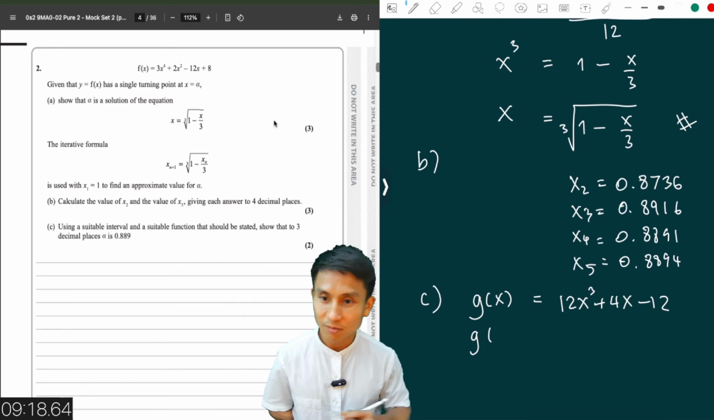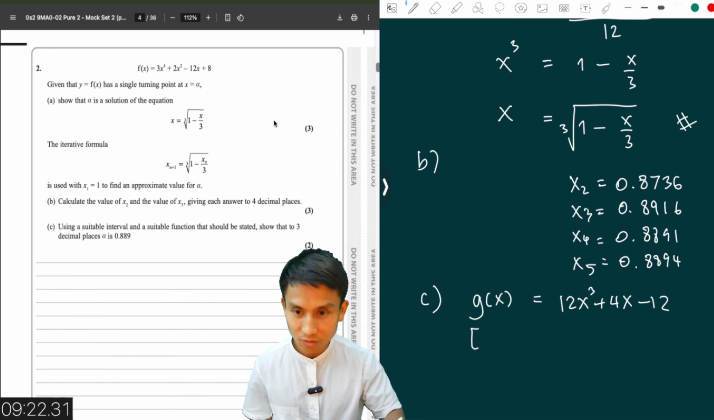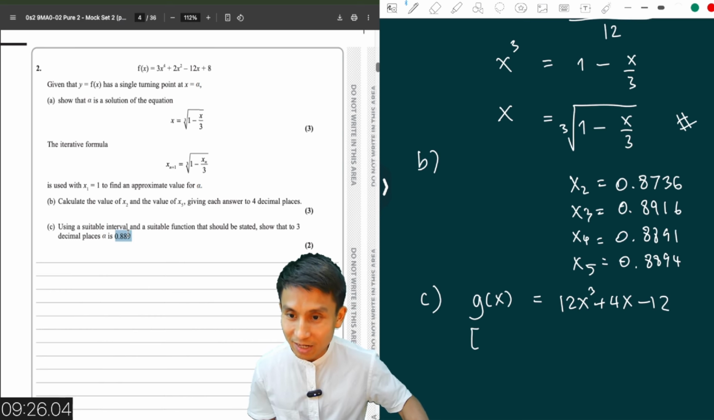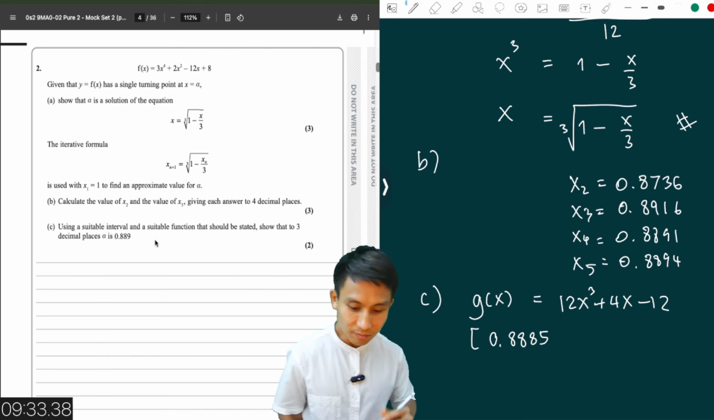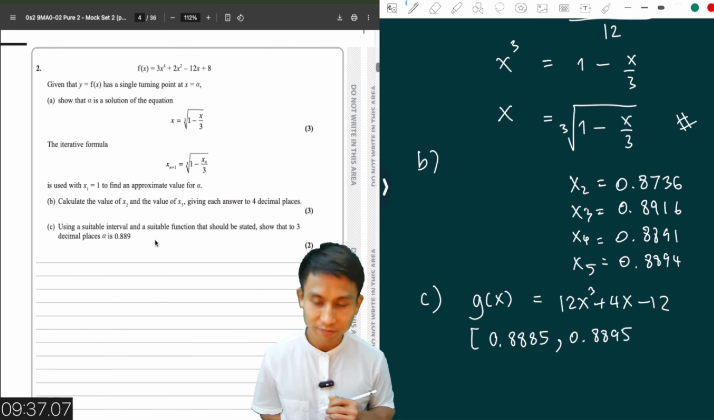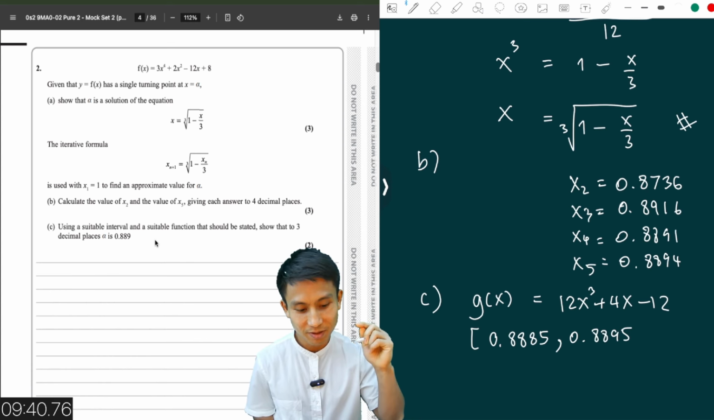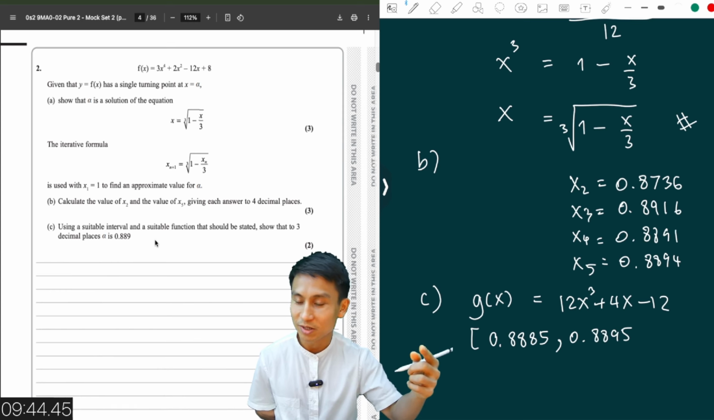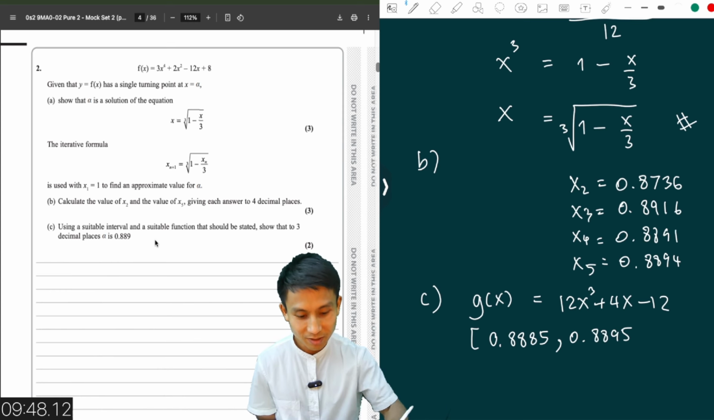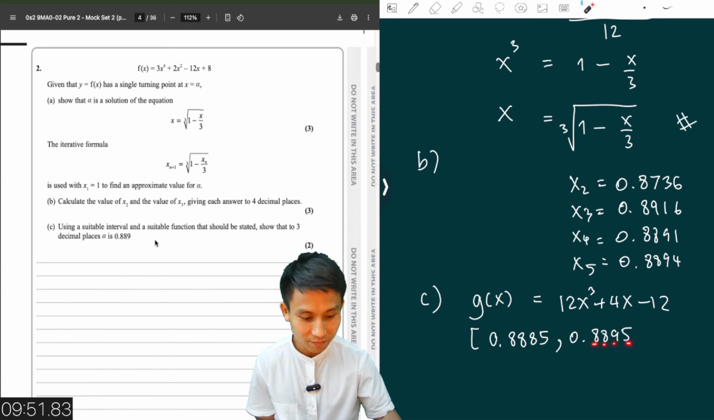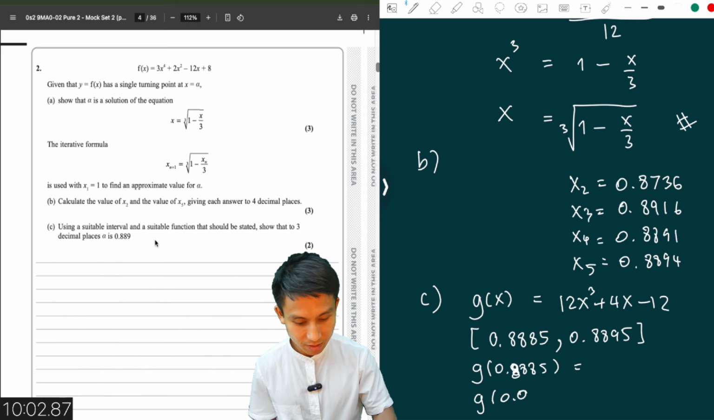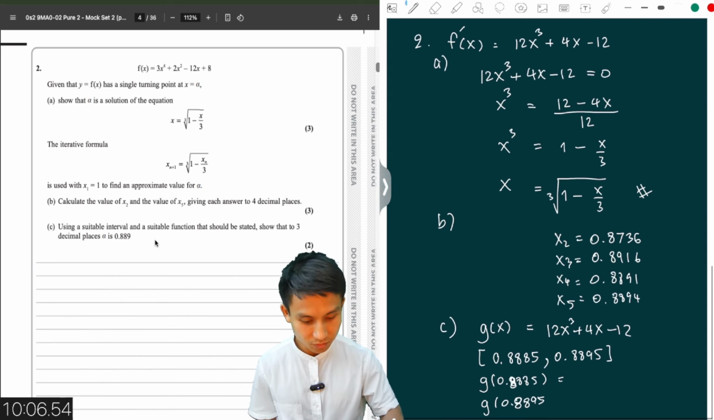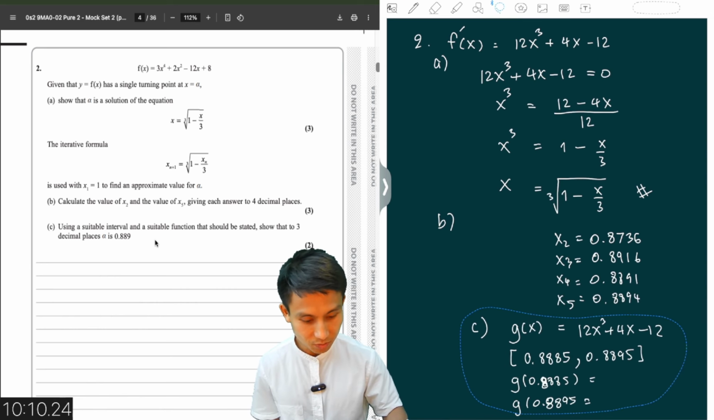So we put g, a suitable interval, right? So the interval we're going to use, because this is 0.889 to 3 decimal places, so we've got to go to the 4th decimal place, which is 0.8885, right? And the other one is 0.8895. So just add one more, and the extra decimal there will be 5. 5 smaller and 5 bigger, if you know what I mean. So it's 0.0005 smaller to get the lower bound, and 0.0005 greater to get the upper bound, right? And then we're going to do g of 0.8885 there, and g of 0.8895, yeah, those two.